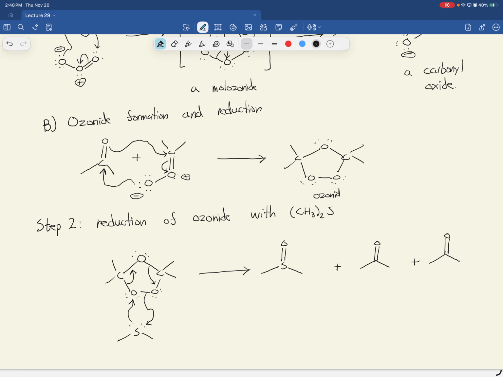All right, that's the mechanism. Does anyone want to reproduce that? No? Okay. I felt the same way when I learned it.